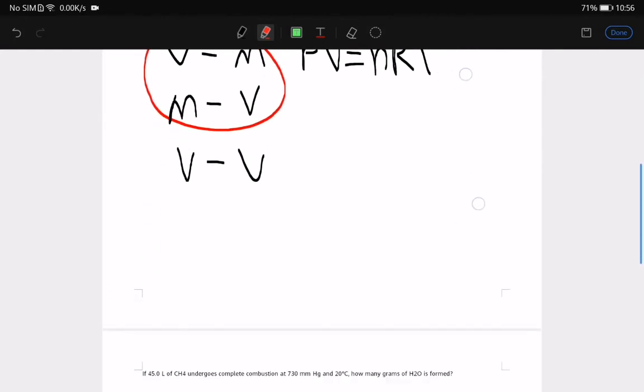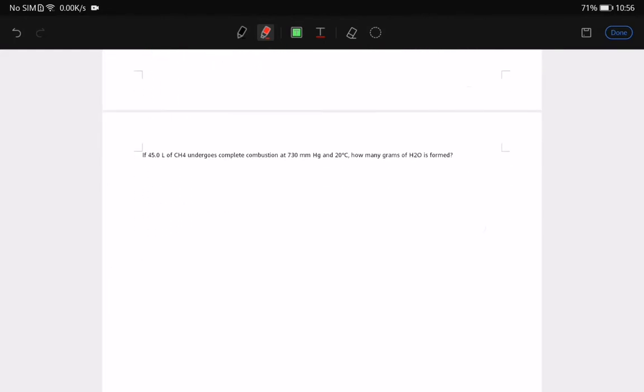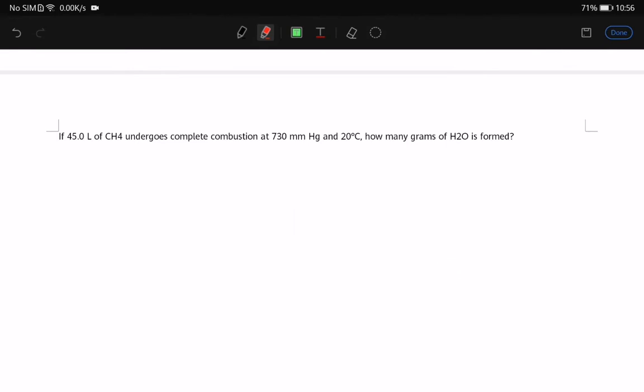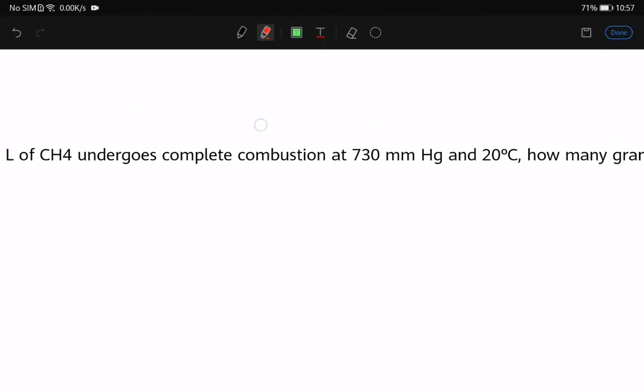I think we have some more problems here. Yan. Ito, mas mahirap. It involves some analyzing this time. Okay? So, if 45 liters of methane undergoes complete combustion at 730 millimeters of mercury and 20 degrees Celsius, how many grams of water is formed? So, nakita natin, parang, nasan yung equation? There is no chemical equation. But we see this, complete combustion.